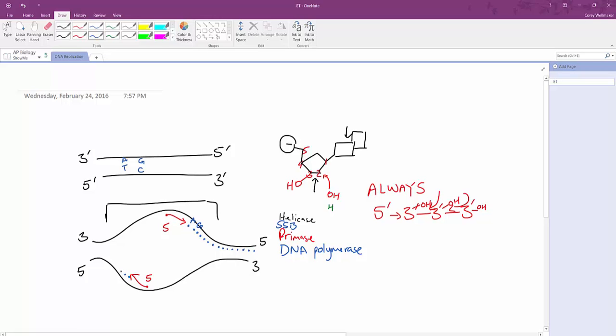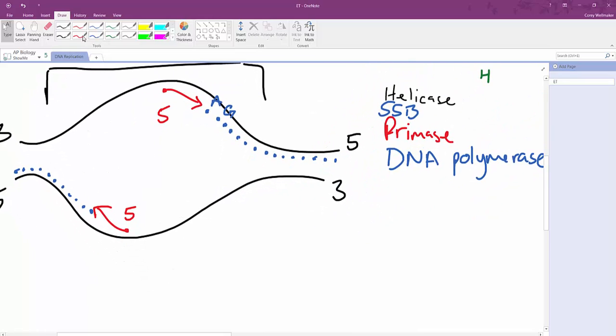Now in reality, it's just going to keep on going until it runs into another replication bubble. We call this the leading strand. And the reason for that is because this strand is synthesized continuously. There is no breakage. That is not true for the lagging strand.